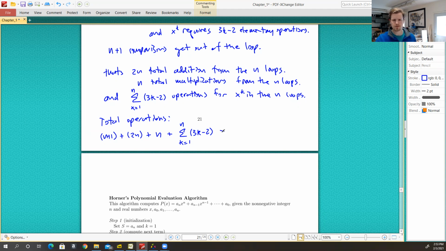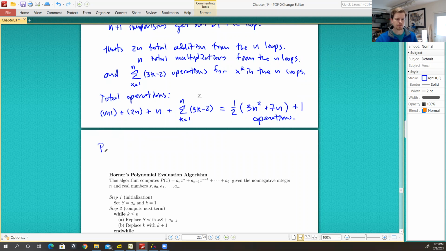Let me first tell you what you should find. So we should find that this can be simplified to a total of 1/2 times 3n squared plus 7n plus 1 operations. So this is order n squared.